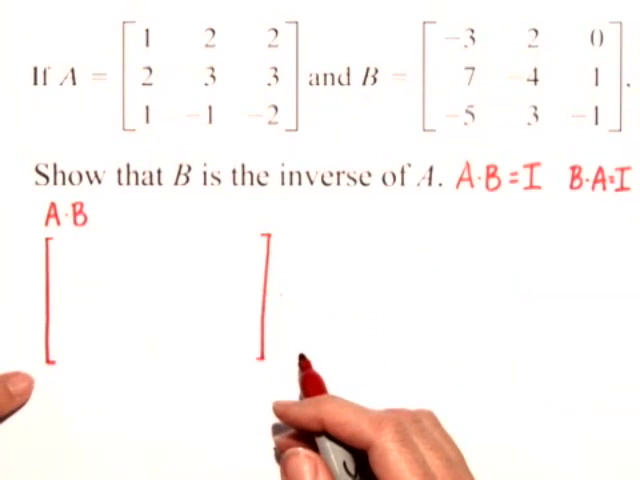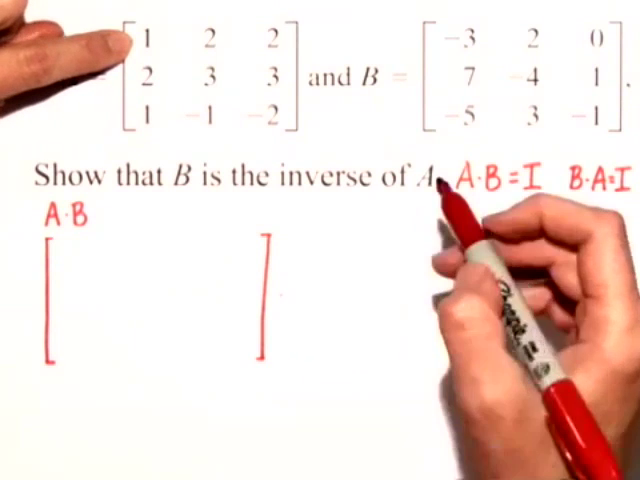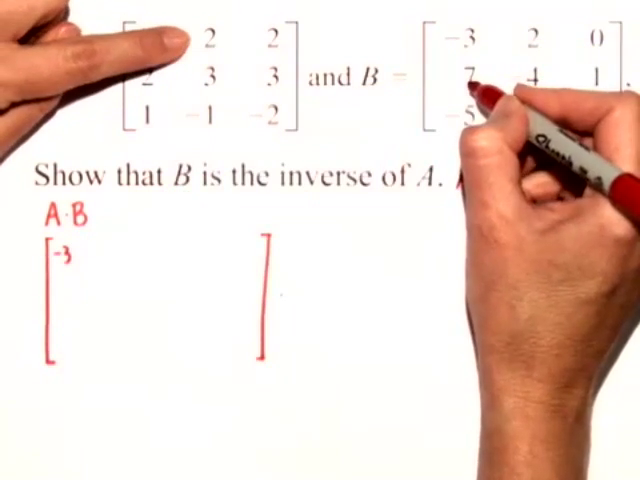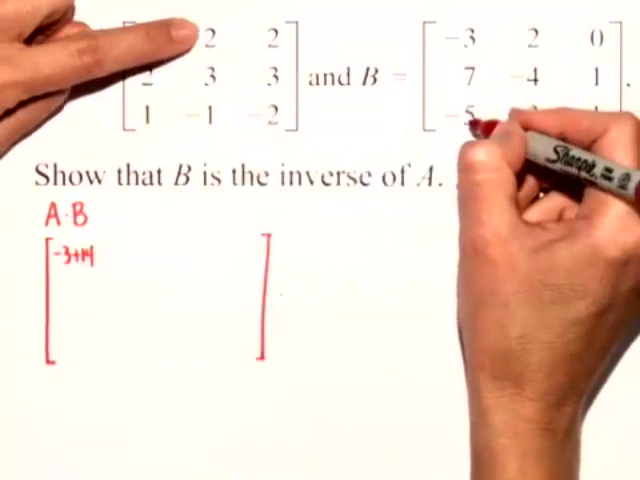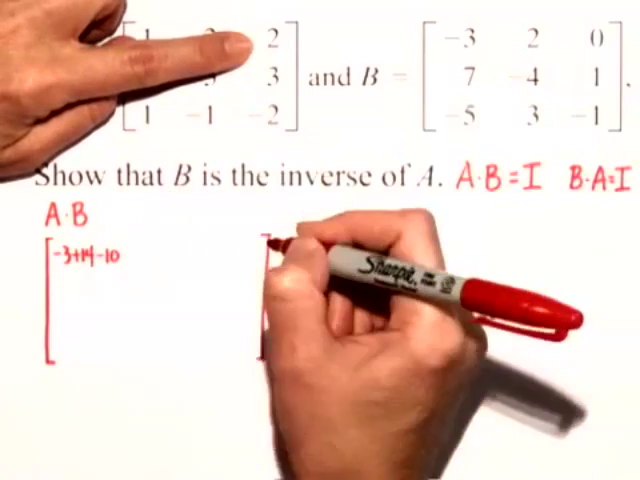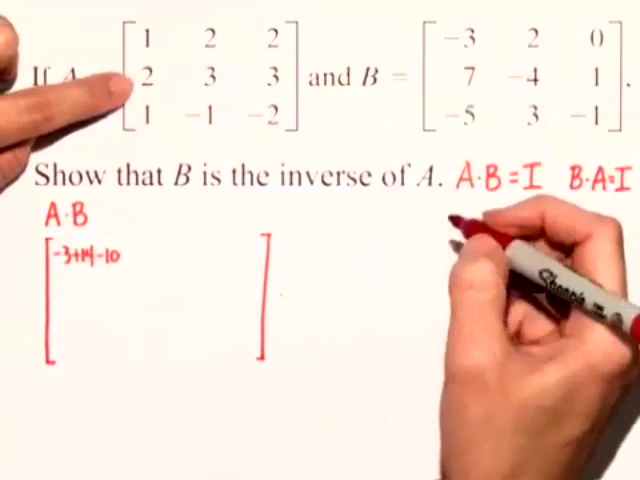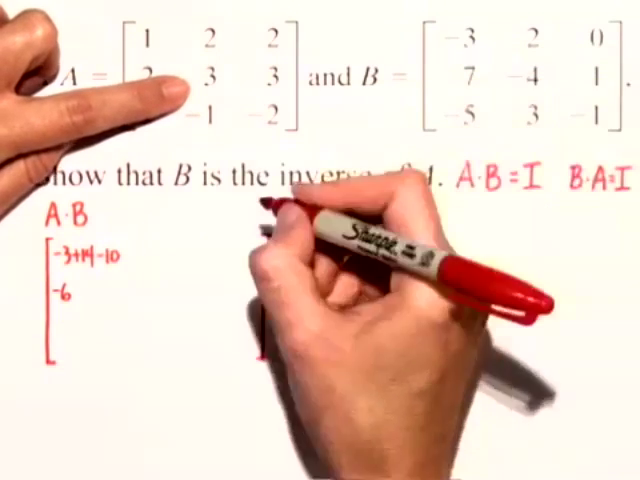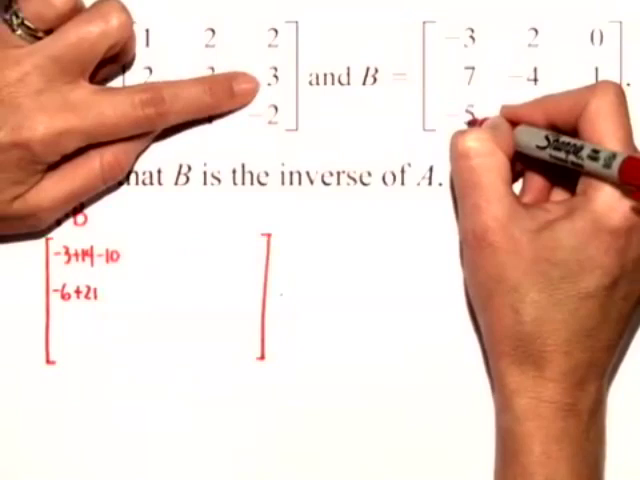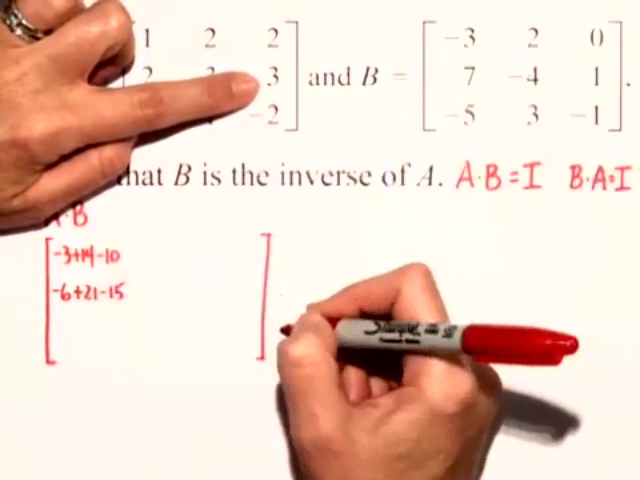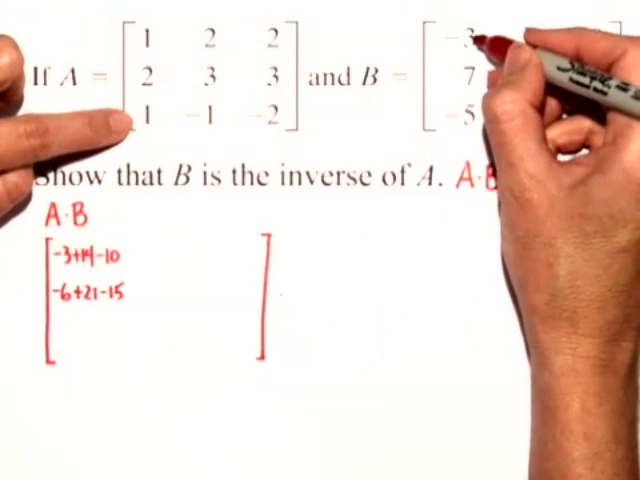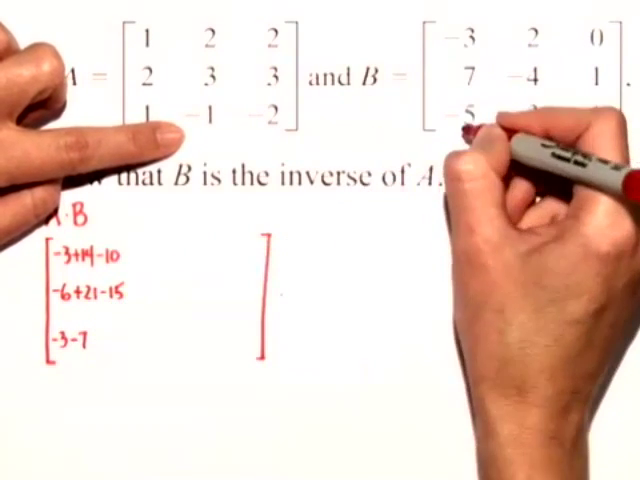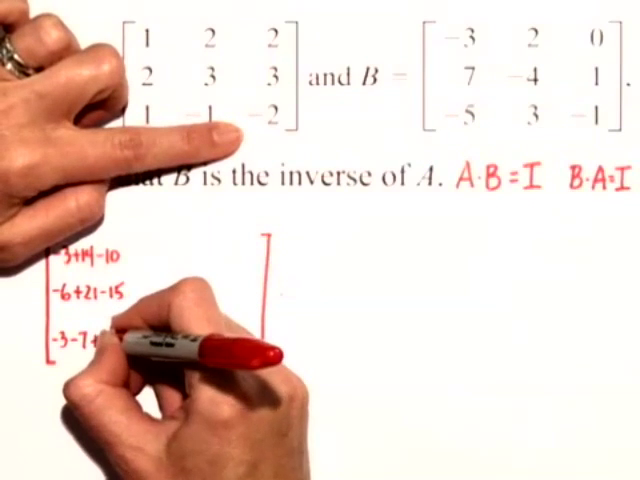And we're going to get a 3 by 3 matrix, and we're going to start in row 1 of A and in column 1 of B. We have 1 times negative 3, which is negative 3, plus 2 times 7, which is 14, plus 2 times negative 5, which is minus 10. Now we'll move down to row 2, column 1. We have 2 times negative 6, plus 3 times 7, which is 21, plus 3 times negative 5, which is minus 15. Going down to row 3, column 1, we have 1 times negative 3, which is negative 3, plus negative 1 times 7, which is negative 7, plus negative 2 times negative 5, which is positive 10.